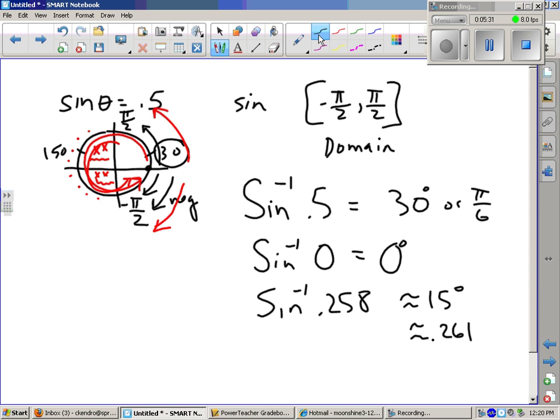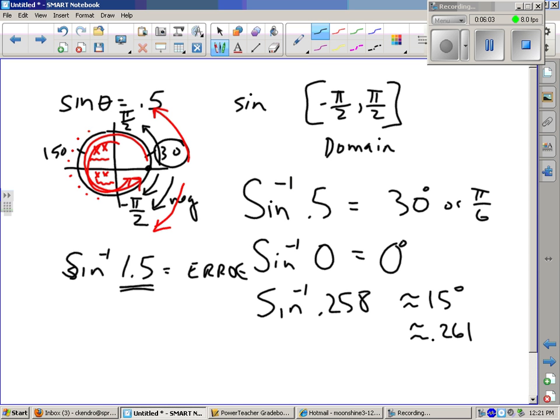Try this one on your calculator. Capital sine inverse of 1.5. Do it on your calculator right now. I'll wait. I'm still waiting. Okay. You should get error. And the reason is because remember, sine and cosine can't go beyond 1. Their range can't go beyond 1 or negative 1.